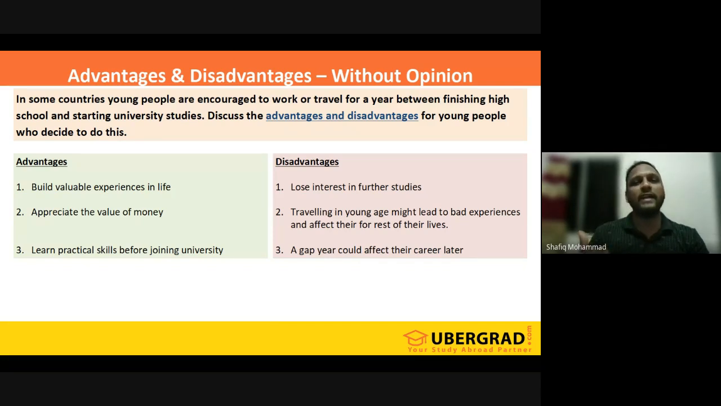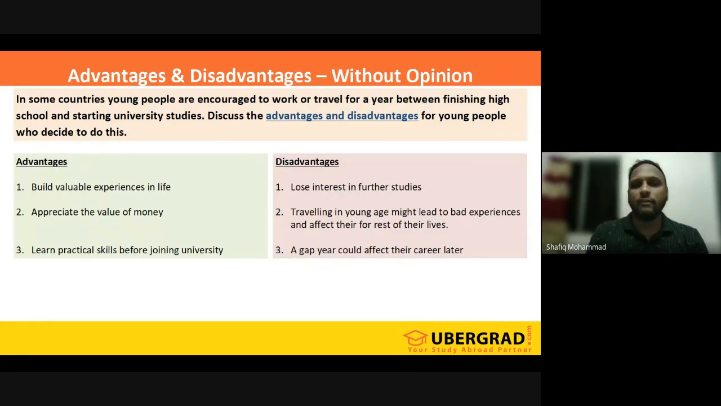Discuss both advantages and disadvantages. He's not giving you a choice. So this is without opinion. Here, if you want to talk about advantages, you can write about advantages in the first paragraph, and in the second paragraph you can talk about disadvantages, and just end the essay.